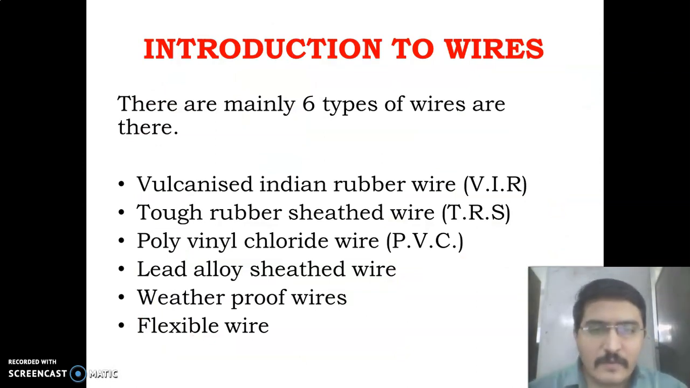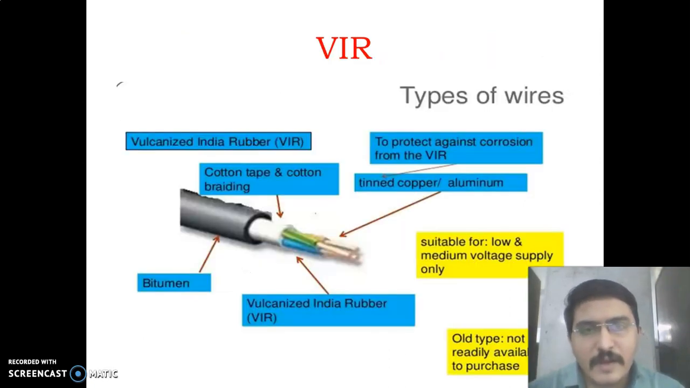The wires are of VIR, that is vulcanized Indian rubber, then tough rubber sheathed wire, that is TRS, then we have the polyvinyl chloride wire, that is PVC, then lead alloy sheathed wires, then weatherproof wires and flexible wires. We'll see one by one in detail.